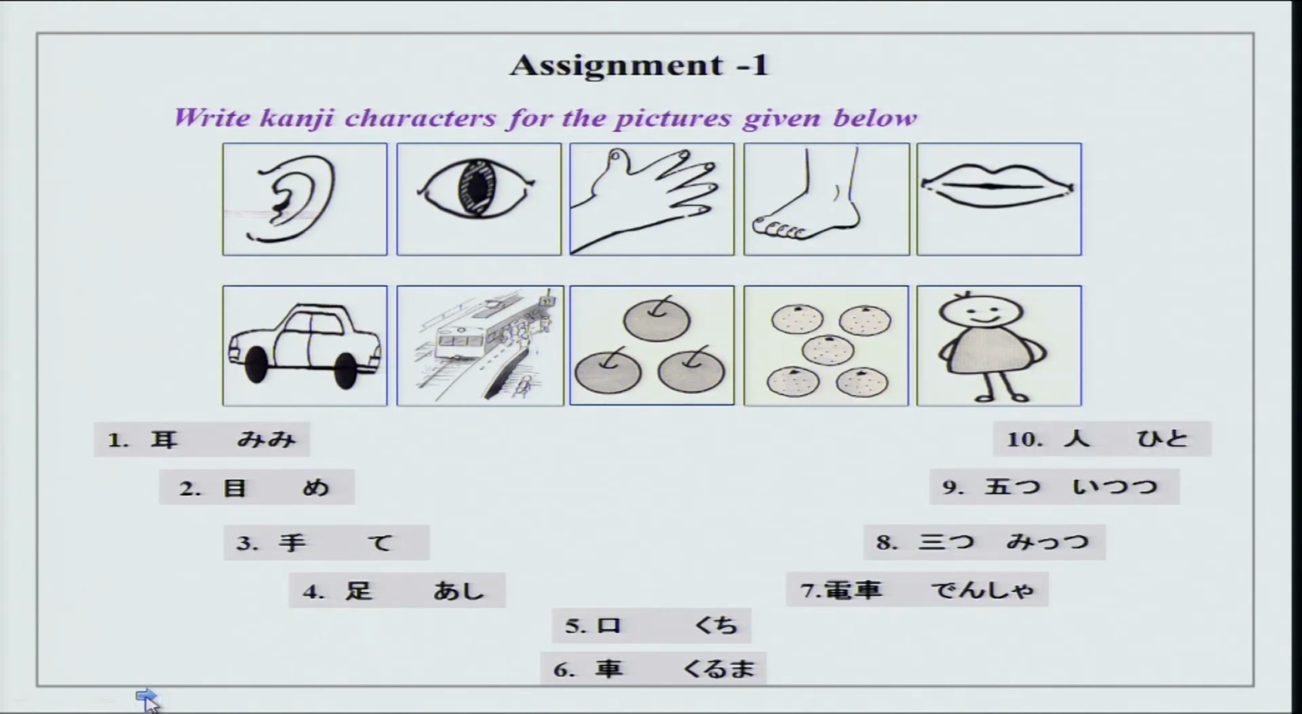And then we have one person standing over here. So, hitori, one person standing. The counter for people is nin. One is an exception, which is hitori, and 2 is again an exception, which is futari.